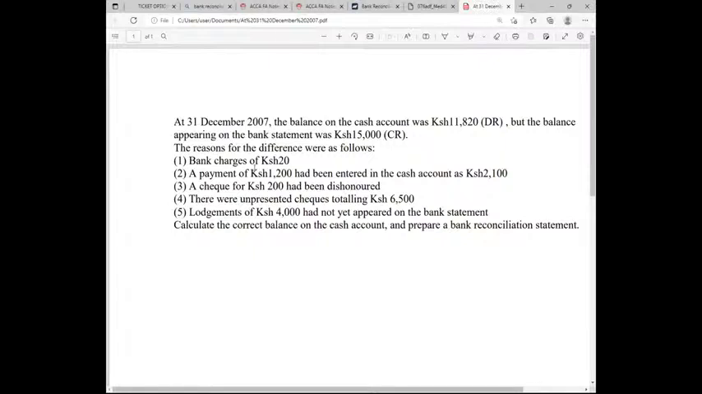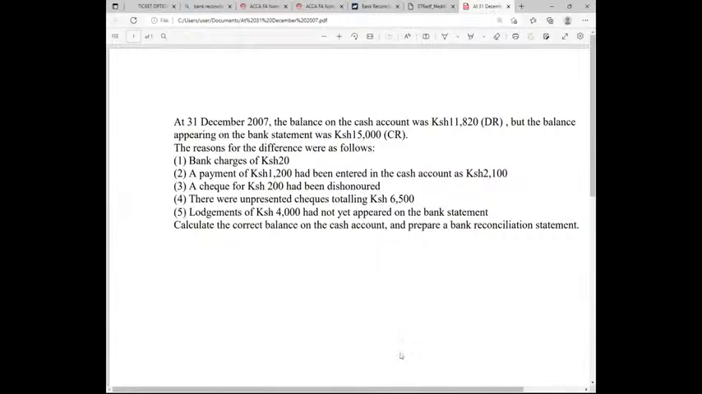So if I'm the one doing this exam, I know note number four and note number five will go to the bank reconciliation statement. All the other notes will be adjustments on the cash book. So there is no problem.